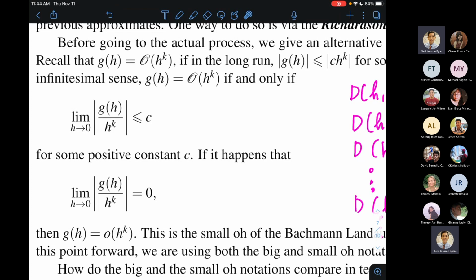Since we're doing infinitesimal asymptotics, the h's we are considering approach zero, so I take the limit of the ratio of g of h and h to the k, and it will be bounded above by a constant. That is what big O of h to the k means: g and h^k converge to their respective limits at the same rate, up to some constant of proportionality c. But what if this limit is equal to zero? What does that mean? Can you interpret this for me? What happens when the limit of g of h over h to the k is zero?